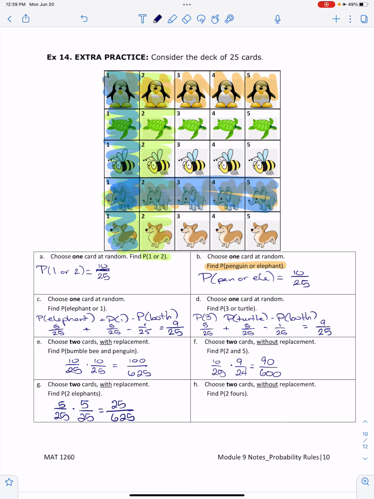H, we're looking to draw 2 cards without replacement. I want the probability I get 2 4s. On my first draw, I have 5 4s in my deck of 25 cards. If I've drawn one of those 4s, that's the only reason I'm going to draw again. But now I have 4 left out of the 24 cards, which gives me a probability of 20 over 600.